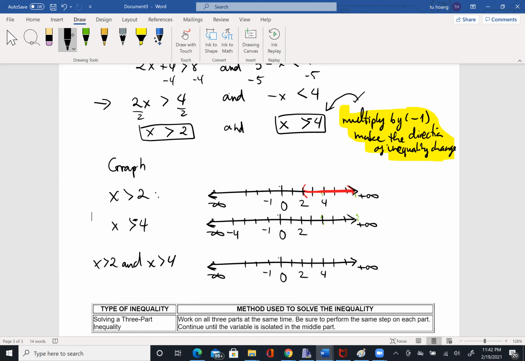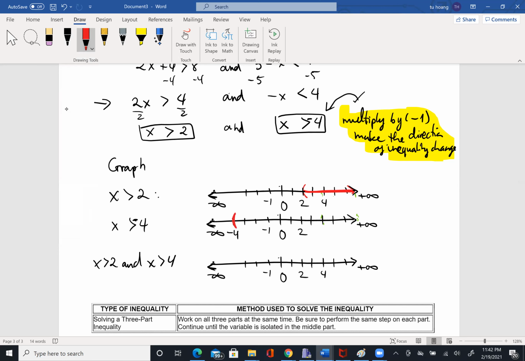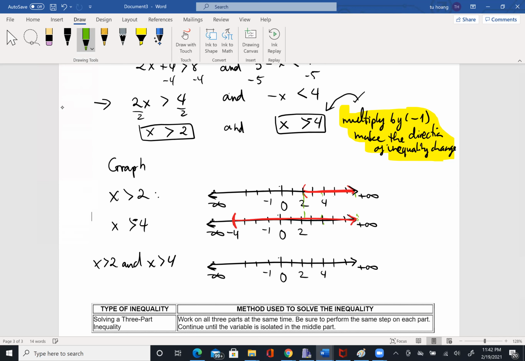So -4, not inclusive, right? And greater than that, so just going to positive infinity. And now you can see, oh, the intersection should be this guy. Better.